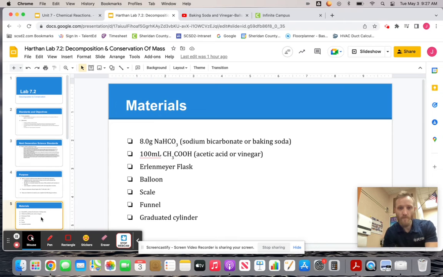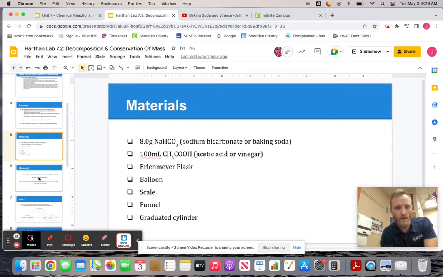For this lab, in my little Dixie cup here, I have about, it's more like 7 grams of baking soda. It doesn't really matter how much we have as long as we know how much we start with. We'll talk about that in a minute. I have vinegar. I have my Erlenmeyer flask, which we'll use when we do our reaction. I have my balloon to capture my gases. Over here, I have my digital scale. I'll get a funnel or a piece of paper to use as a funnel. And then finally, I got my graduated cylinder to measure my exact mass of vinegar, okay?